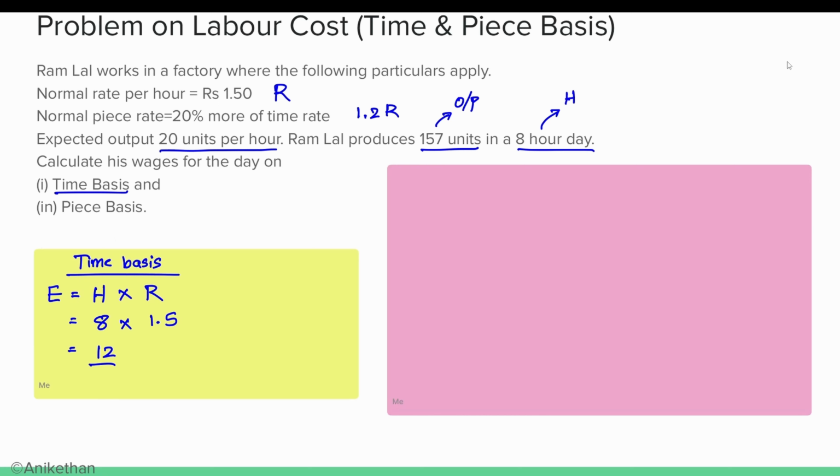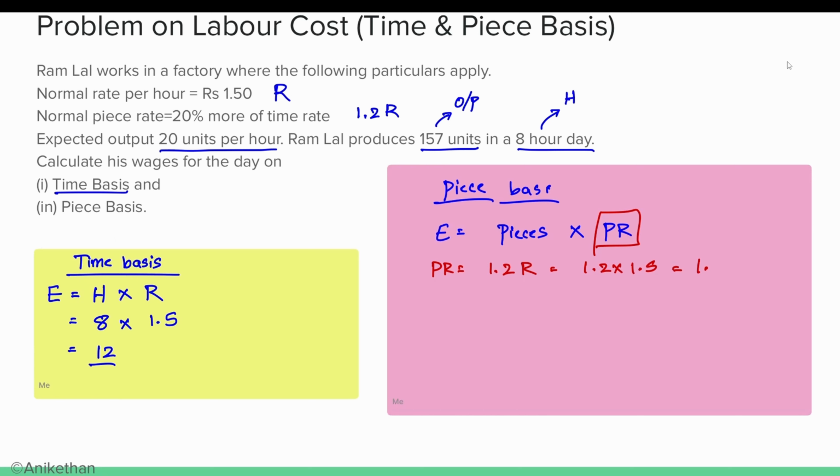Now piece basis. What does the question say? Piece basis is also very easy. What you have to find out is earnings equal to pieces into piece rate. Piece rate is not directly given, so you have to calculate it. What is the information given with respect to piece rate? NPR, normal piece rate, is equal to 1.2R. This is equal to 1.2 into 1.5, that means 1.8.